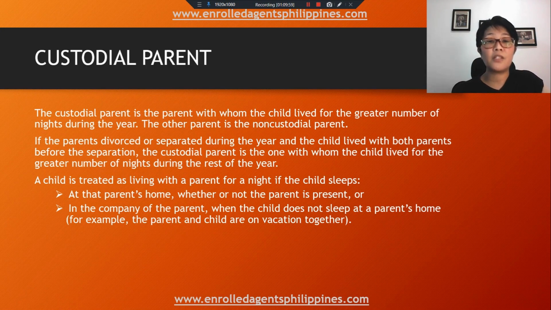If the parents divorced or separated during the year and the child lived with both parents before the separation, the custodial parent is the one with whom the child lived for the greater number of nights during the rest of the year. A child is treated as living with a parent for a night if the child sleeps at the parent's home, whether or not the parent is present, or is in the company of the parent when the child does not sleep at the parent's home. For example, the parent and child are on a vacation together.